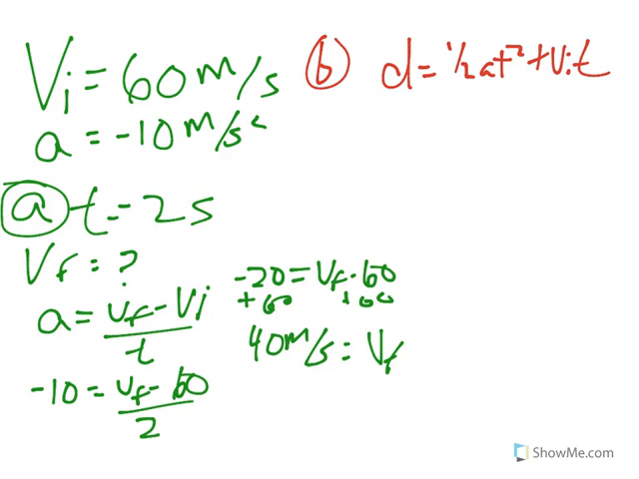Do I have A? Yes, it's negative 10 meters per second squared. Do I have T? Yes. In this case, it's not 2, it's 8 seconds. Do I have the initial velocity? Yes, it's 60 meters per second. So I'm going to plug this in. D is equal to 1/2 AT squared, or rather, I'm going to plug these numbers in.